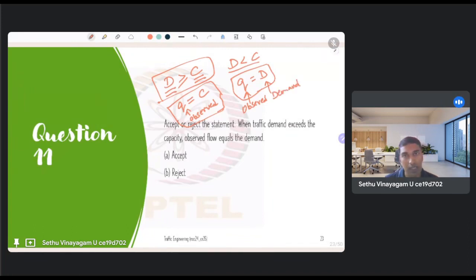So observed flow is equal to actual demand in the case where demand is not exceeding capacity. But when demand exceeds capacity, what we are observing is lesser than what the actual demand is. Okay, right? So therefore, the given statement that when traffic demand exceeds capacity, which is this condition, observed flow equals the demand, is incorrect. Right? So we reject it. Observed flow will equal the capacity, which is lesser than the demand.